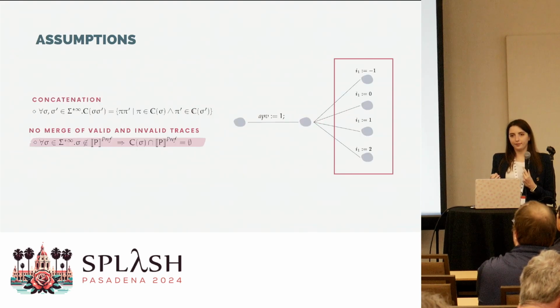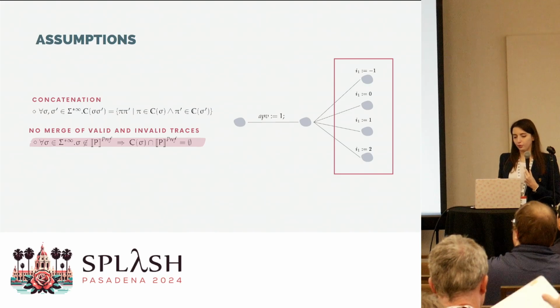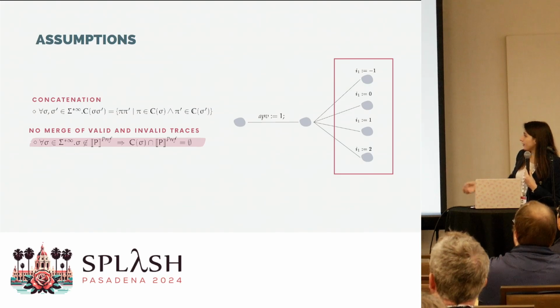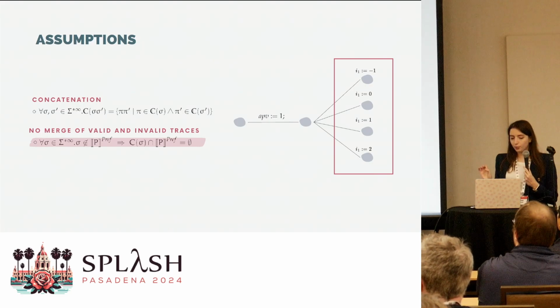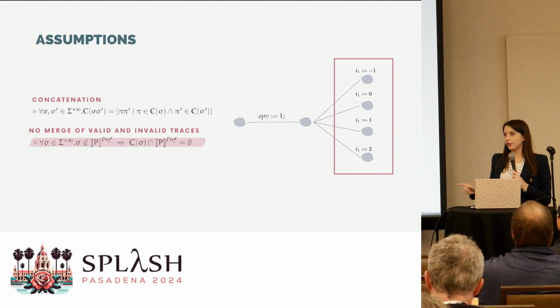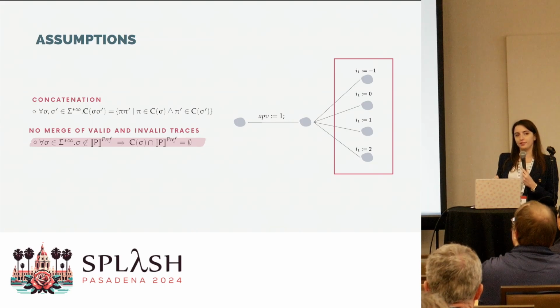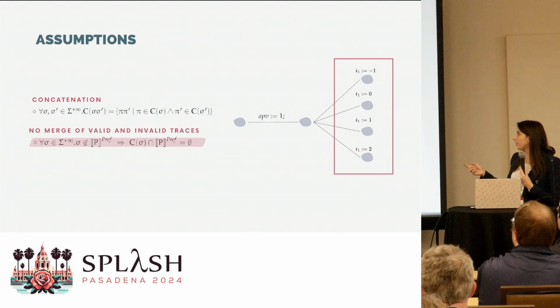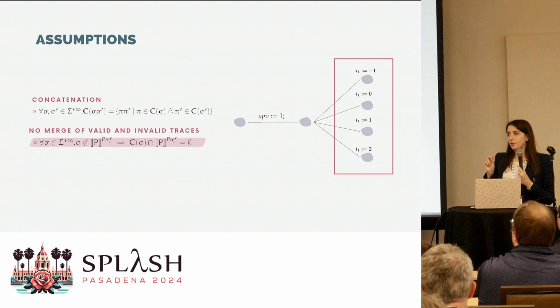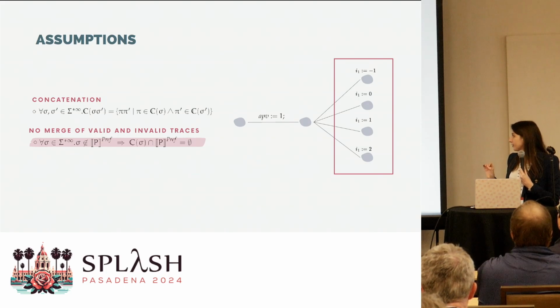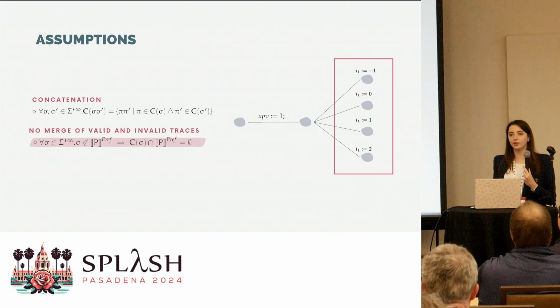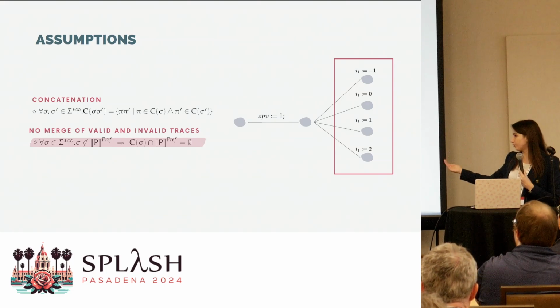The cognizance function in Deng and Cousot's work satisfies these two assumptions. The first one says that the cognizance of the concatenation of two traces is the cognizance of the first trace concatenated to the cognizance of the second trace. And the second one, that's important for our contribution, says that the cognizance function cannot mix valid and invalid traces.